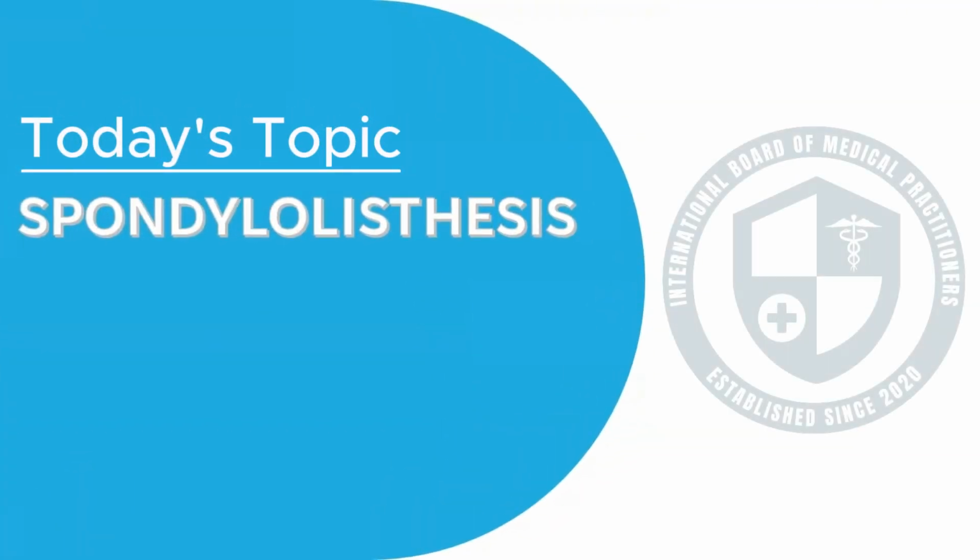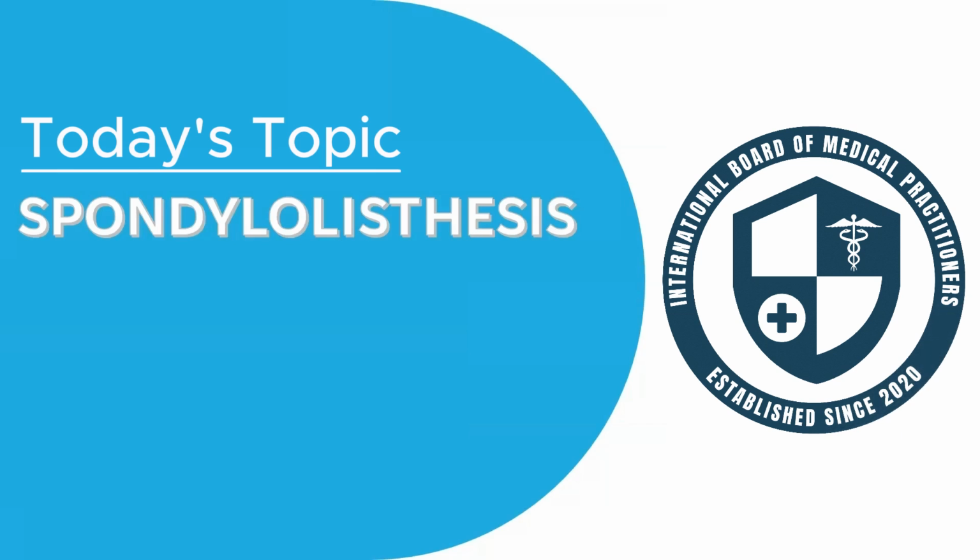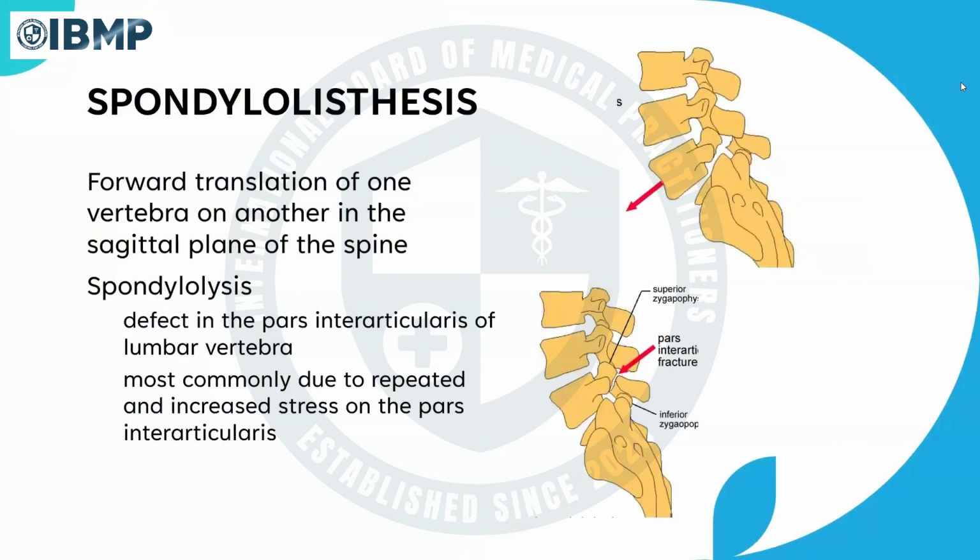So today I'll be talking about spondylolisthesis, which is a common condition. We see patients in the clinic often with complaints of spondylolisthesis. So basically, what is spondylolisthesis? It is a forward translation of one vertebra on another in the sagittal plane of the spine.